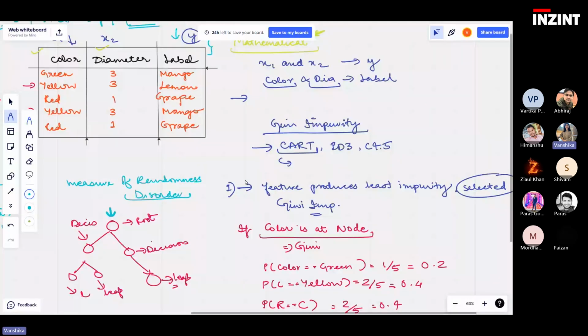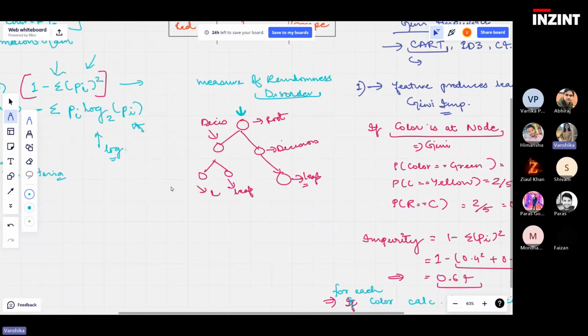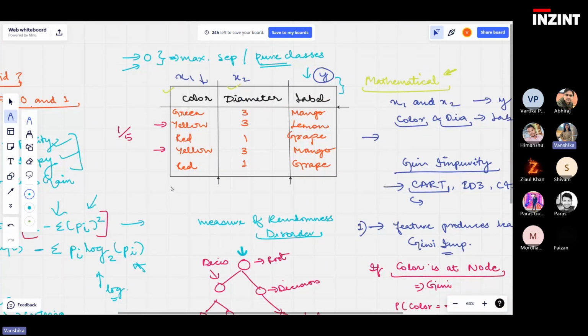So let's do it. I'm going to first check the probability if color equals green and label equals mango. Okay, now let's go to the data and check. Please observe the data and tell me how many labels there are where the color is green and the fruit is mango.